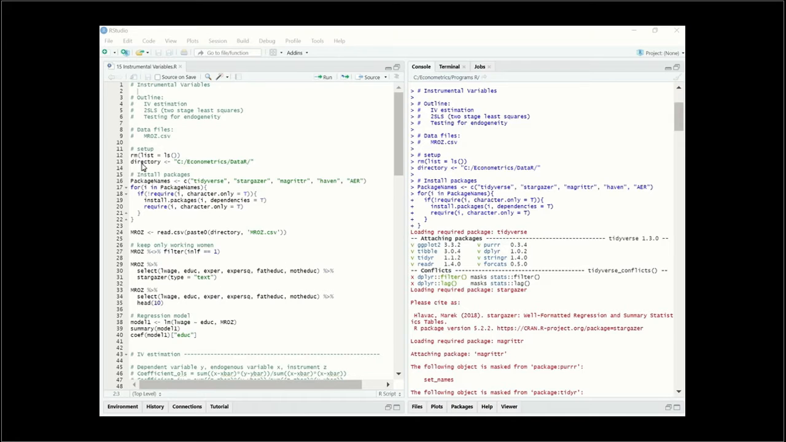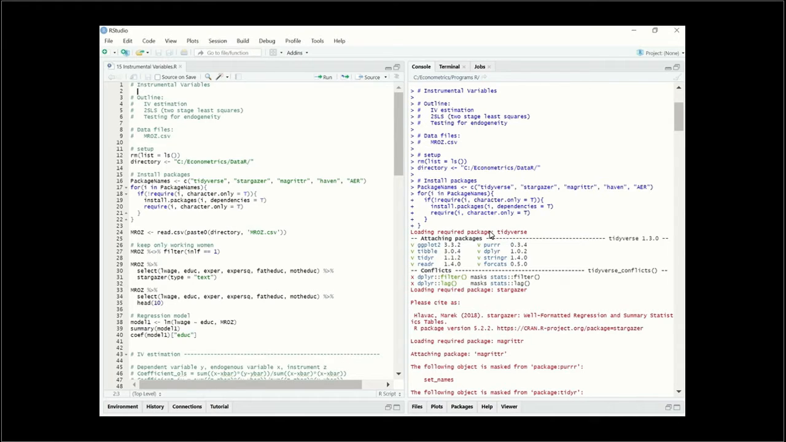I have downloaded the data, MROZ. I have put it into the directory here, and I have run the program, and the results are shown in the console window, which is typically below the R script, and I have put it to the side.